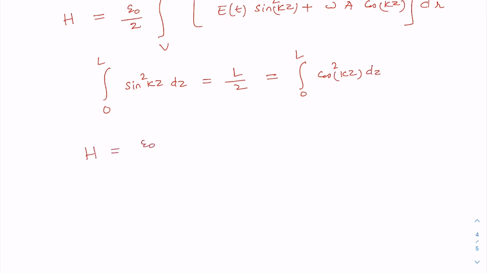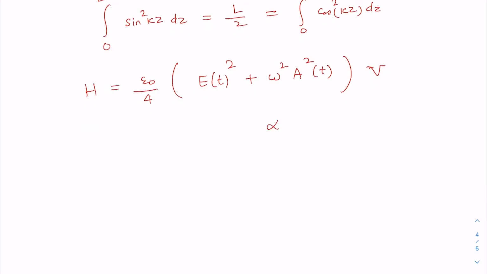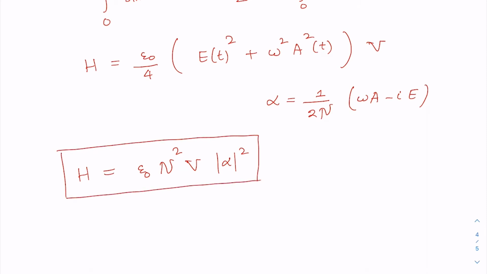I am leaving it as an exercise for you. You should be able to get this expression: E of t squared plus omega squared a squared of t, times the volume, the quantization volume. Now you know that alpha we have defined as 1 by twice h cross omega a minus i e. So using this I can write my final expression as epsilon 0 h squared v into mod alpha squared. Please verify it. This is what you should be able to get.